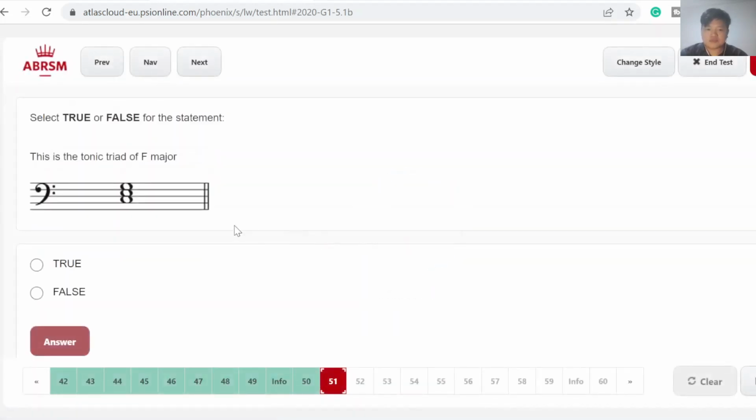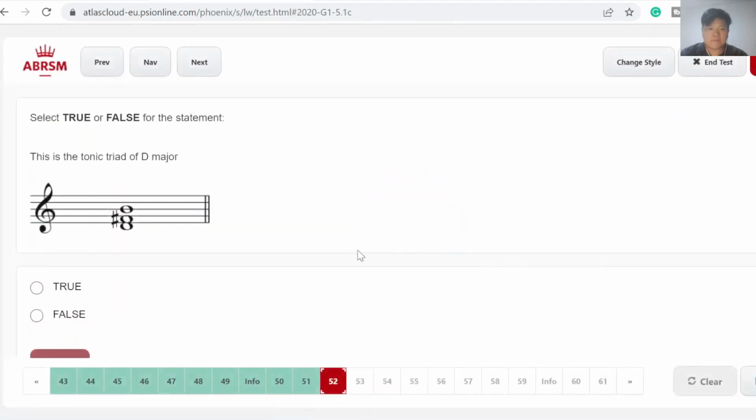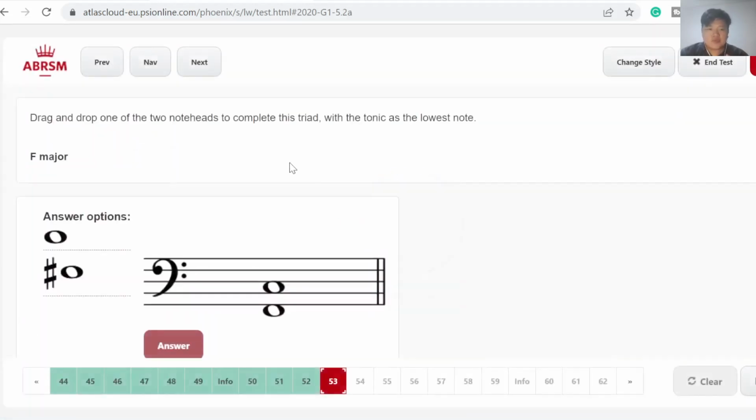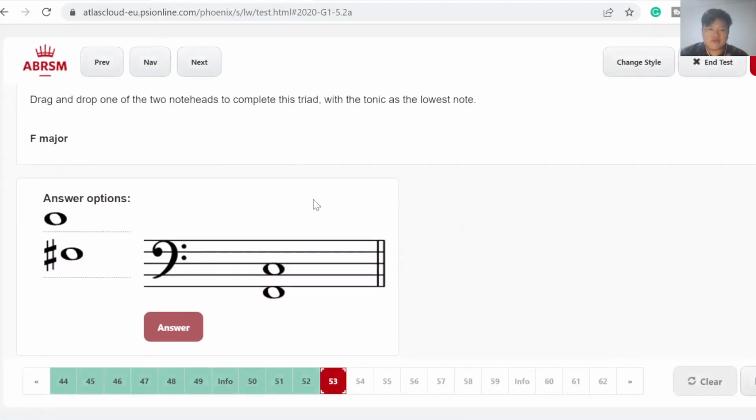Then the next one, F major will start with the F, but this one starts with the C, so it's wrong. Correct. So next one, D major will start with D, F sharp, but it should be an A note for the last one here, but they wrote a D note, so it's wrong. Okay, next. Okay, so F major, we need F, A, C, correct? There's F and C here, so we need to put the A note here.